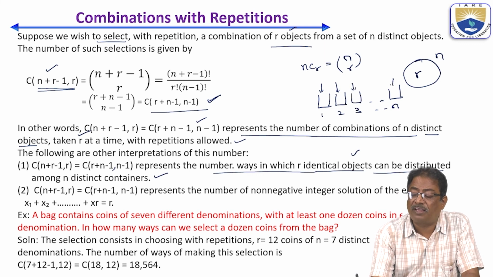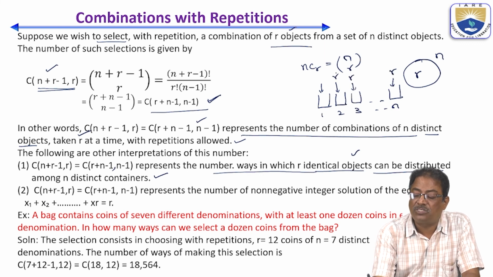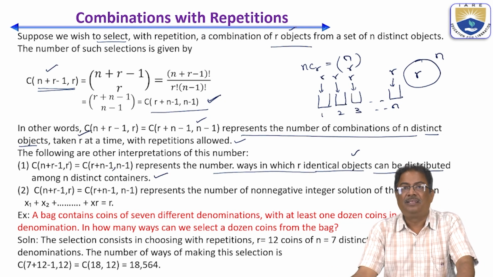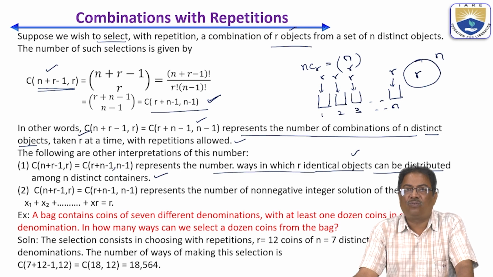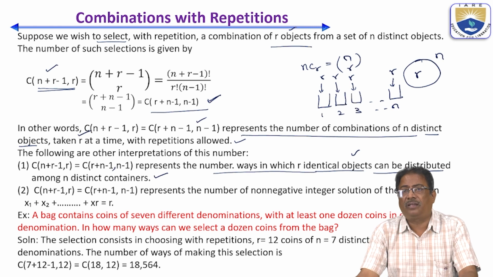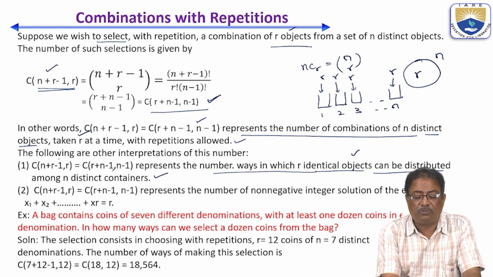distributed. In how many ways can r objects be distributed in n containers? In the same way, it is n plus r minus 1 Cr ways. That is the same question: in n distinct or different containers, how many ways can r identical objects be distributed?